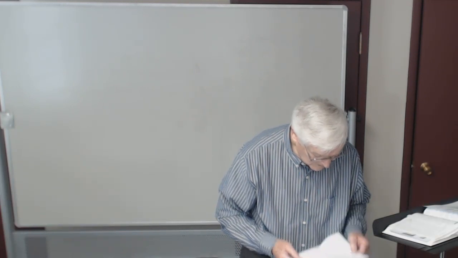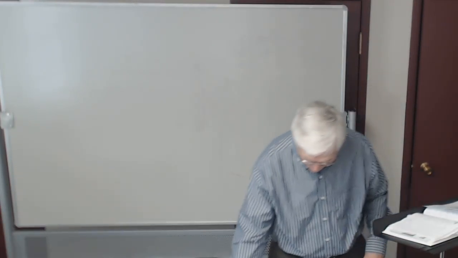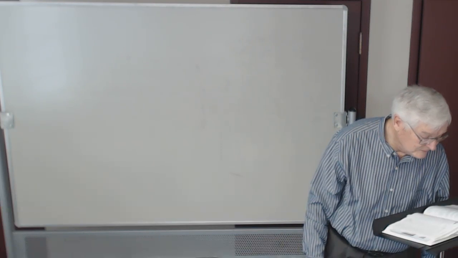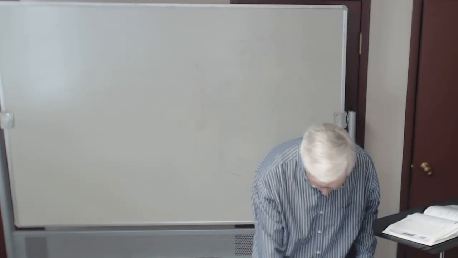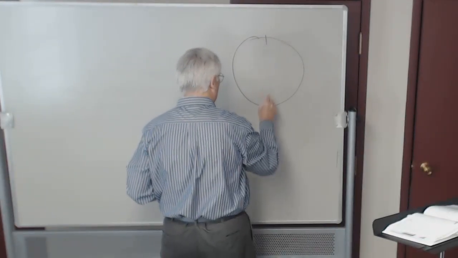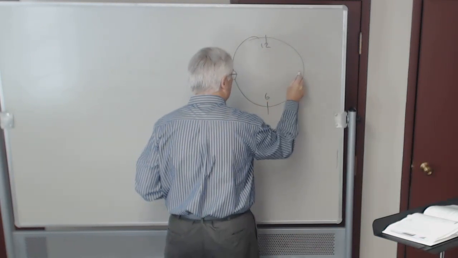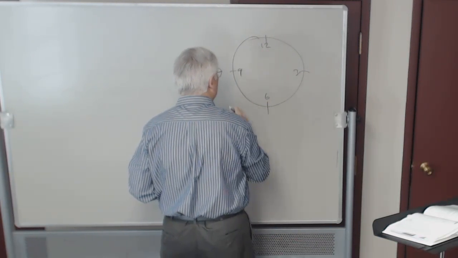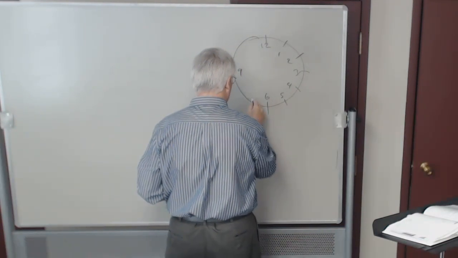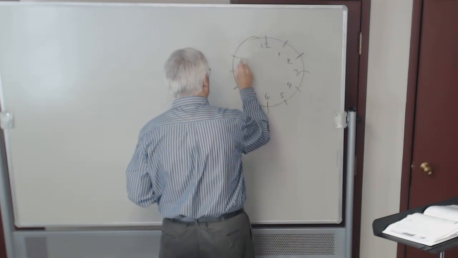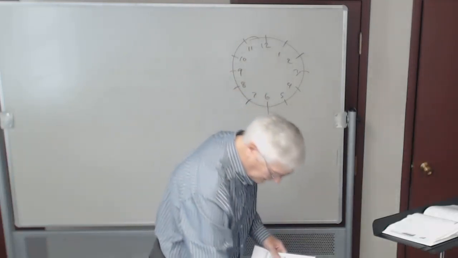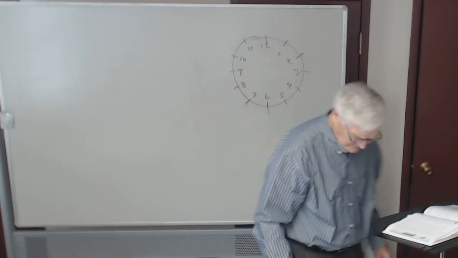Look, 9.3. In problems 1 through 8, find the sum in clock arithmetic. And when they say clock arithmetic, here's the clock. 12, 3, 6, 9, 1, 2, 4, 5, 7, 8, 10, 11. That's clock arithmetic. What does it say to do here?